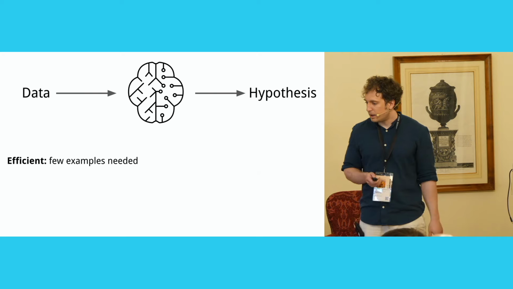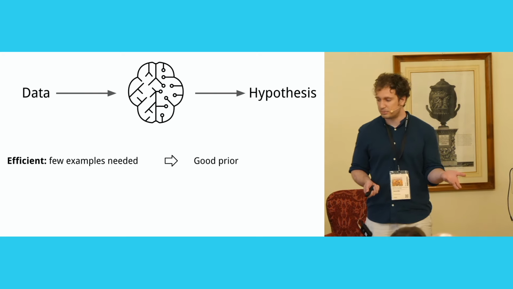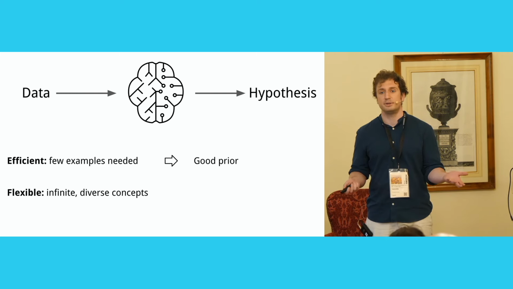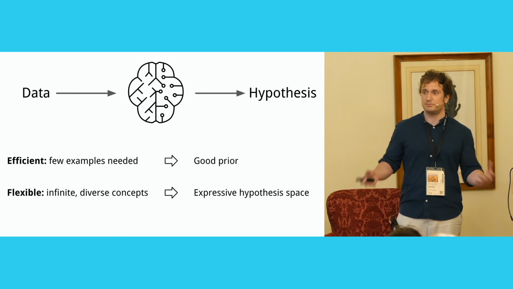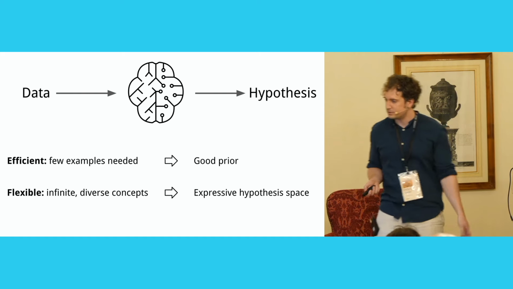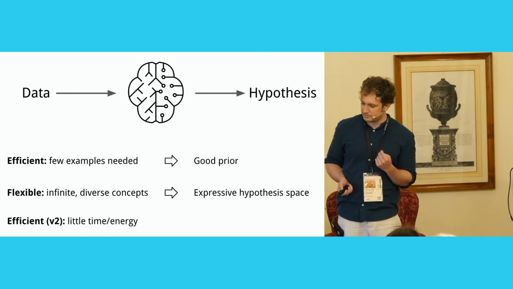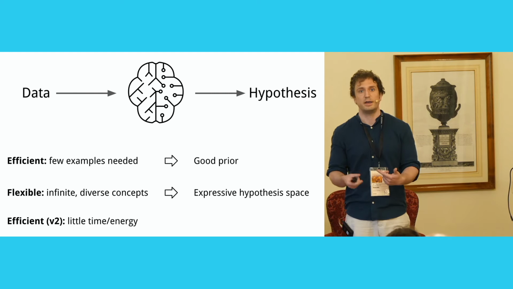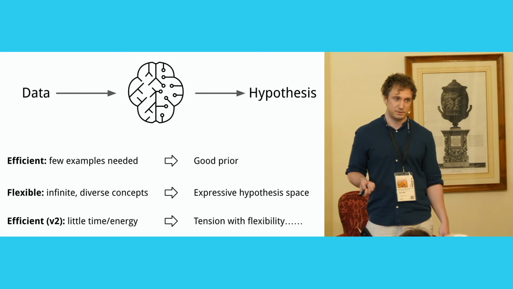So what we mean by efficient is going to be a couple things. One is we want to learn from a few examples. So we probably want a good prior. And we also want to be flexible, meaning we can learn infinitely many diverse concepts. And for that, what we mean by hypothesis has to be very broad. So we need an expressive hypothesis class. There's a second notion of flexibility, which is more about how much time or compute you spend as an implementation of the learning algorithm. And unfortunately, being efficient in that sense trades off against flexibility.